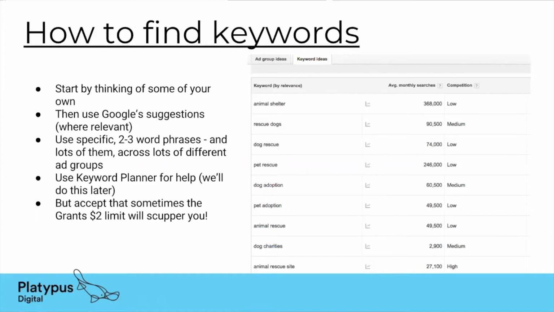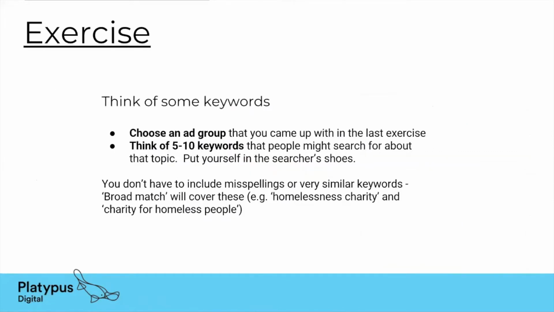We'll try to do this later if we've got time, but you will have to accept that sometimes Google Grants' $2 keyword limit is going to scupper you. That means that you're not always going to be able to target high value searches. So if someone's searching for donate to a charity, for example, then Google charges more to appear in a search for that keyword, and that may well be more than the $2 limit that Google Grants accounts actually have. So really what you want to do is just try to think of lots of variations of things people might search for when they're searching for your website. You put them into AdWords and then your ads will appear.